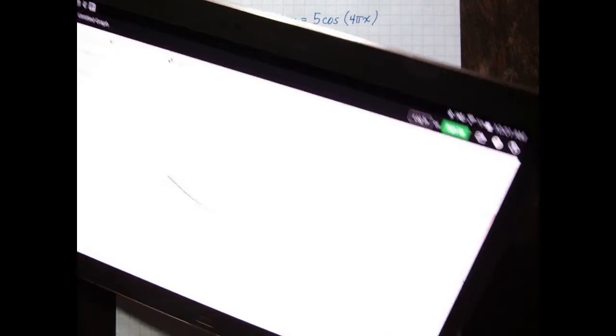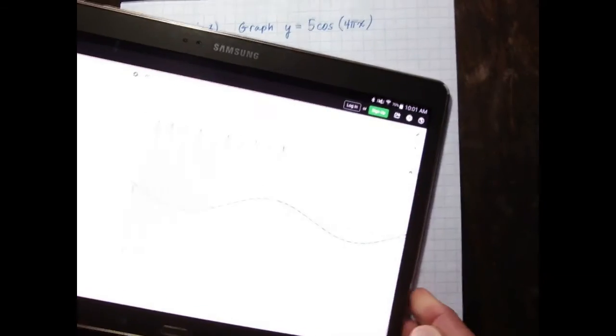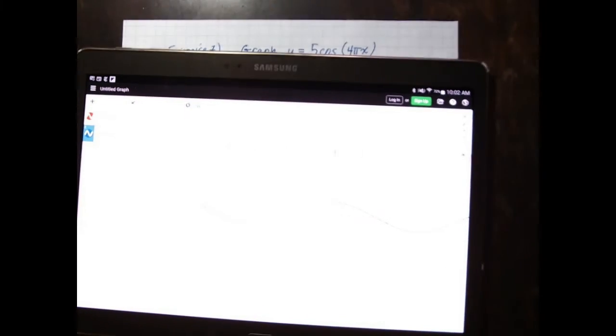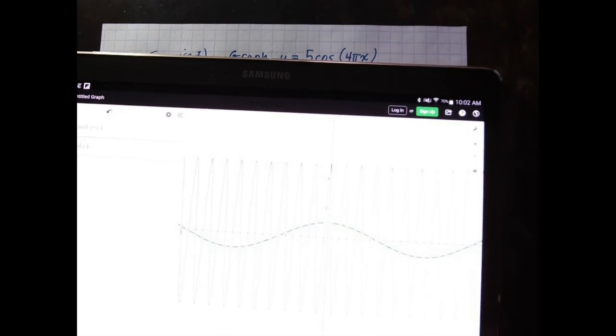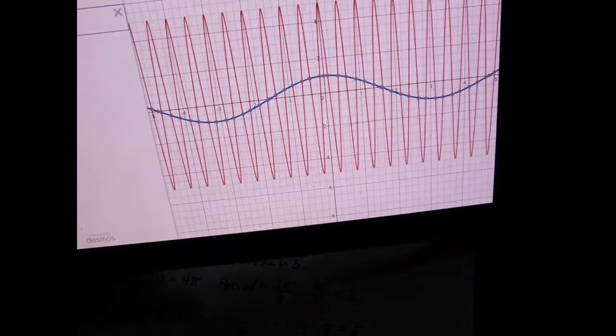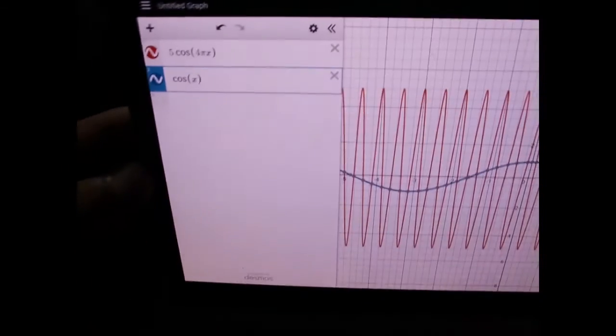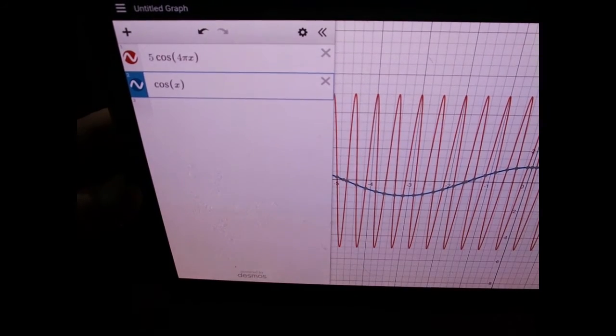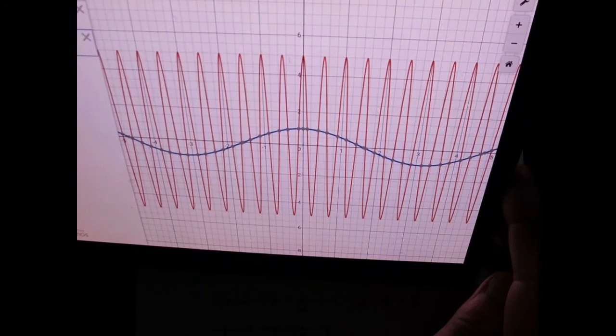Let's see. All right, I'm not getting it. Shoot. Oh, there we go. I just want you to see that I graphed 5 cosine 4 pi x and cosine x together in Desmos, and it set up a scale.